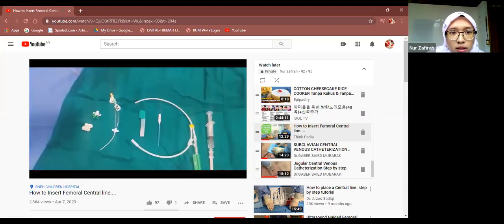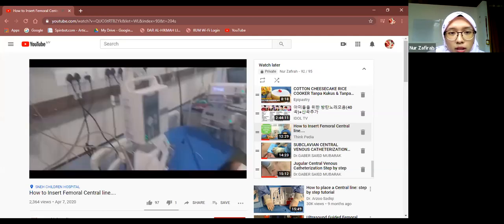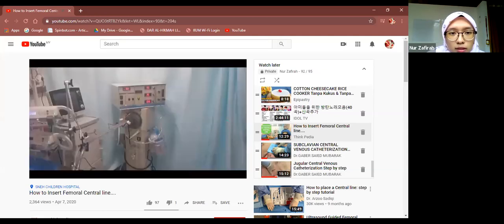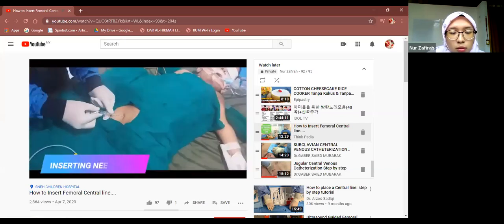So this is the equipment. Then we need to monitor. We need to connect the patient to a monitor to know if there is any hemodynamic instability later. So next, we insert the needle.